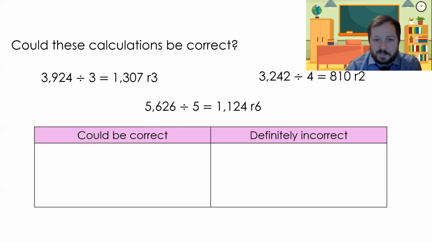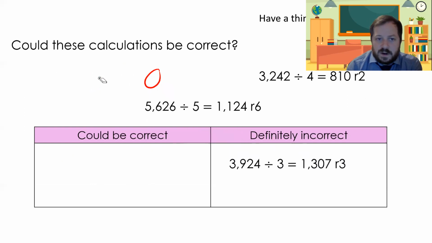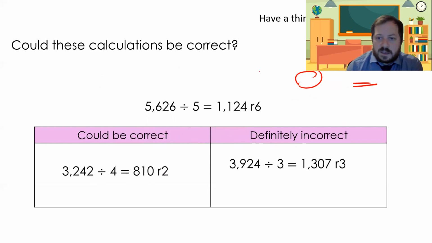Okay, so the first one, this one here, the problem we've got is that we're dividing by 3 and we've got a remainder 3, which actually means there'd be one whole group, one additional group there. So this must be definitely incorrect. The second one here, we're dividing by 4 and we have remainder 2, and that's entirely possible. So this one we would have to check further to see whether or not we could do it.